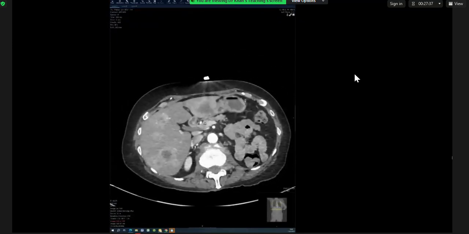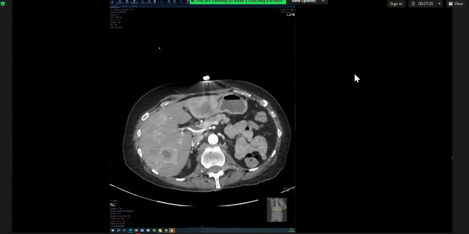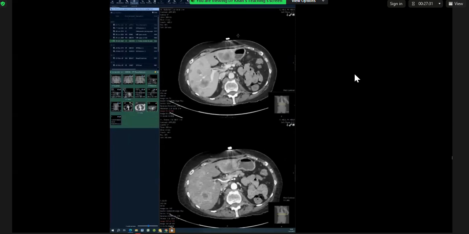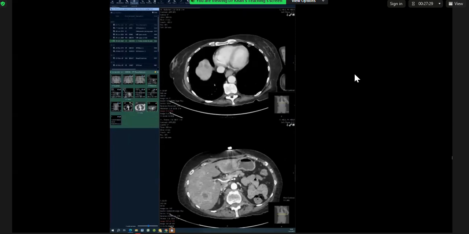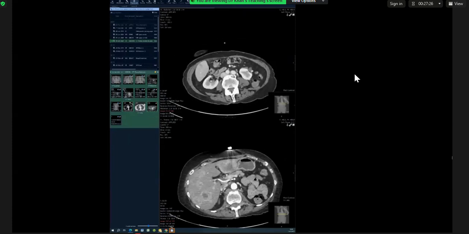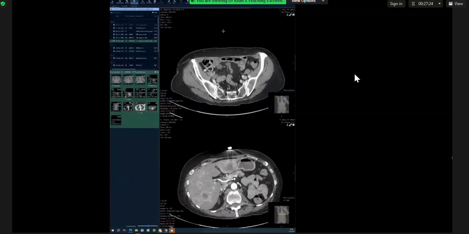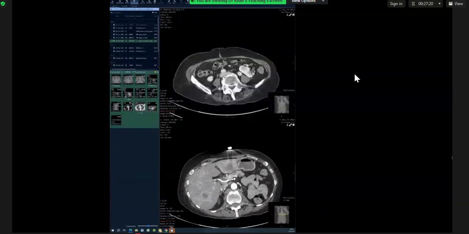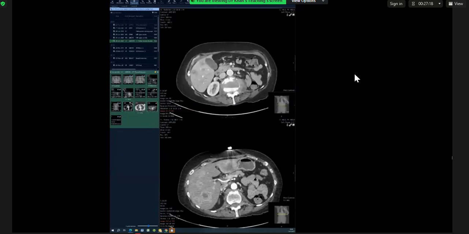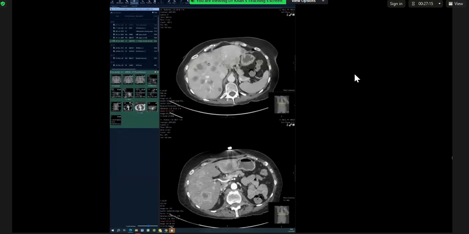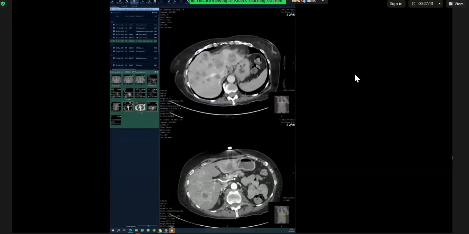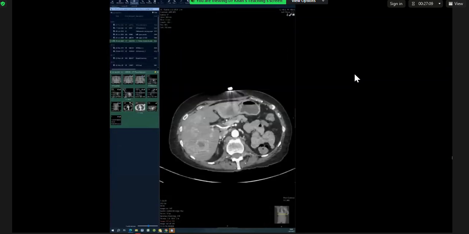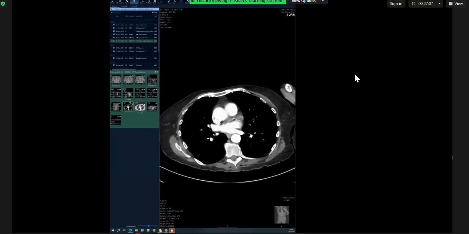So there are multiple hepatic target lesions, could be metastasis. So I'm looking for the cause. A cause could be there's an ectopic... The left kidney is malrotated. The stomach wall is thickened, but it's undistended. The rest of the colon is.